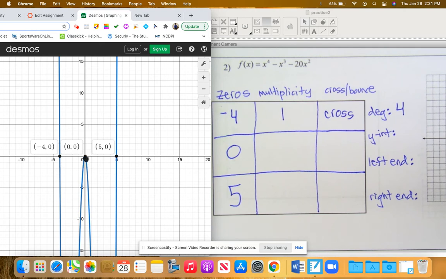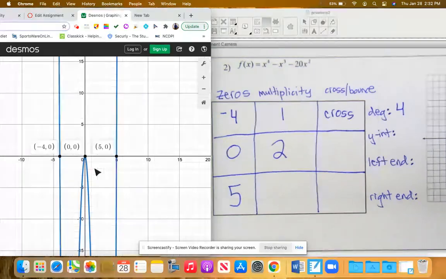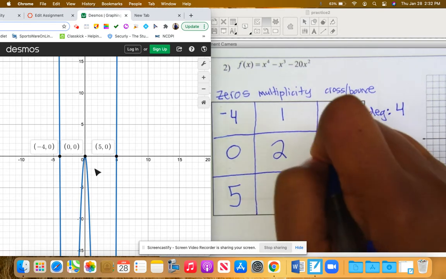If I take a look at 0, hopefully you notice 0 bounces. It goes up, it touches, and it comes right back down. There's no action where it goes up and over the x-axis. So this one bounces. So it has a 2 multiplicity. And we already said it bounces.